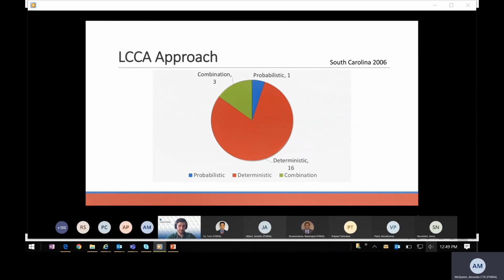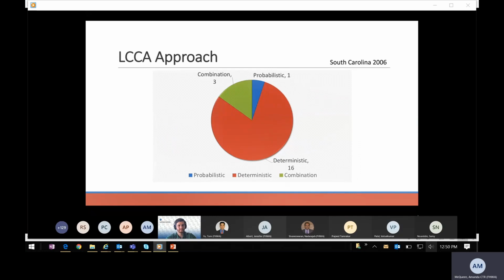Now, as a part of our PDP peer exchange, we captured a clear shift towards probabilistic approaches to LCCA as required in respective state pavement design policies. And we can see now that 4 states list that they're using probabilistic approaches. We have still 3 in combination, but we're seeing a reduction in deterministic approaches. And this is exciting to see because this marks that states and territories are moving towards LCCA approaches that better capture uncertainty and are better for all stakeholders involved.